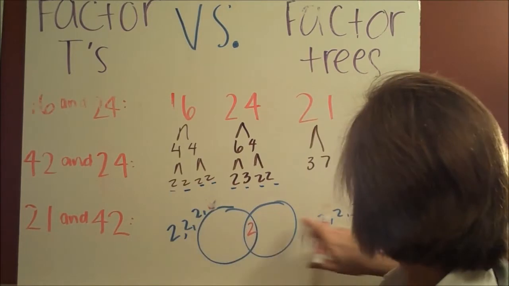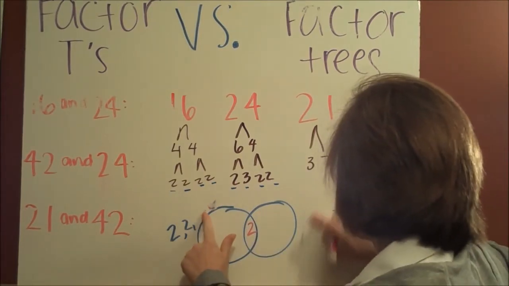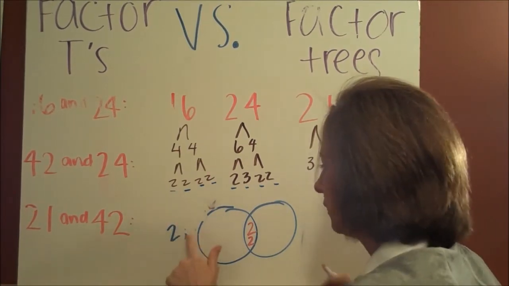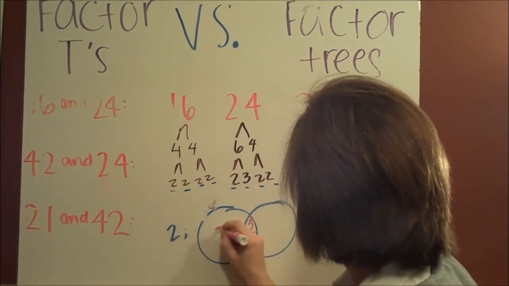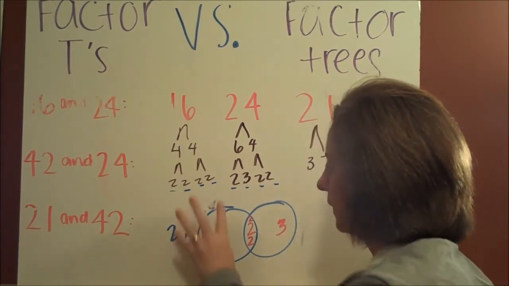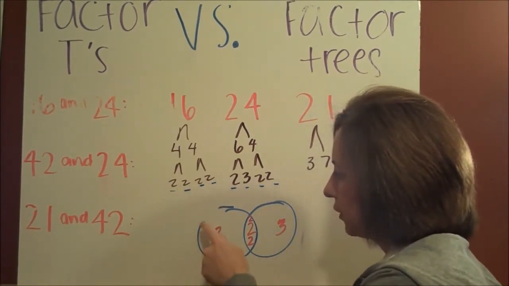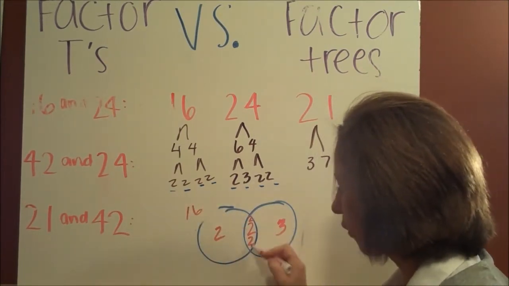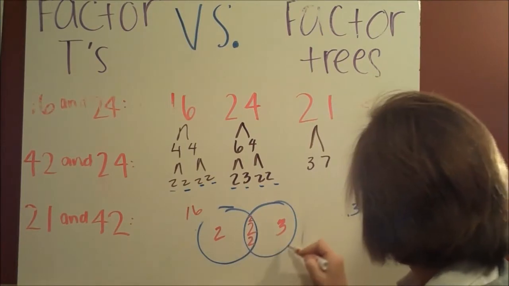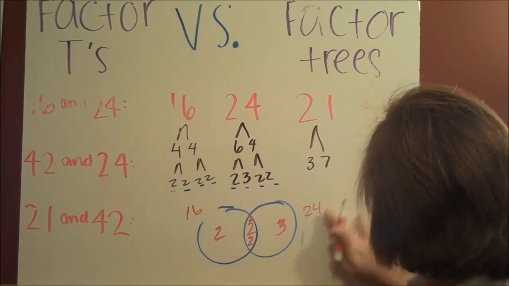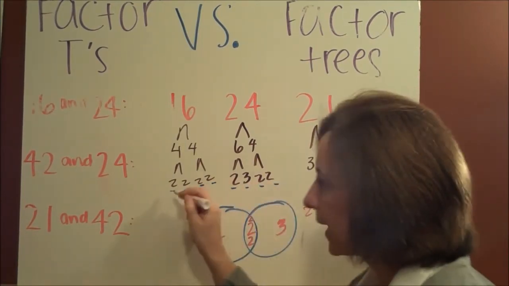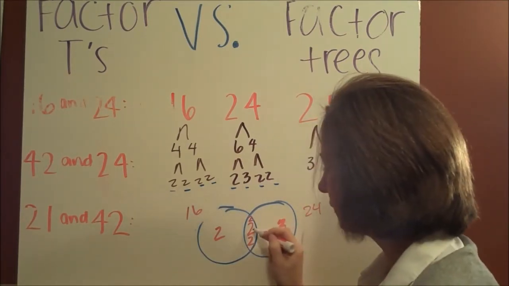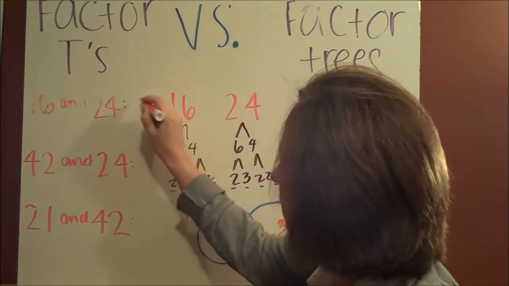Now I'm going to take this 2 and this 2, and it's kind of like we're moving them to the middle. And then here's another 2 and another 2, and this one has a leftover 2 and this one has a leftover 3. So when you're looking at the circle, you see that inside this circle, which represented 16, there are 4 2s. And in this circle, which represented 24, there are 3 2s and a 3, which matches what we have here. So the greatest common factor is 2 times 2 times 2, which is 8.